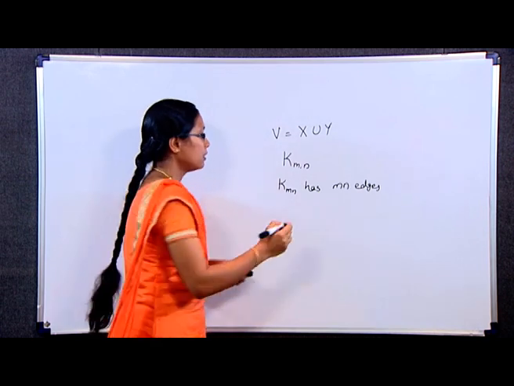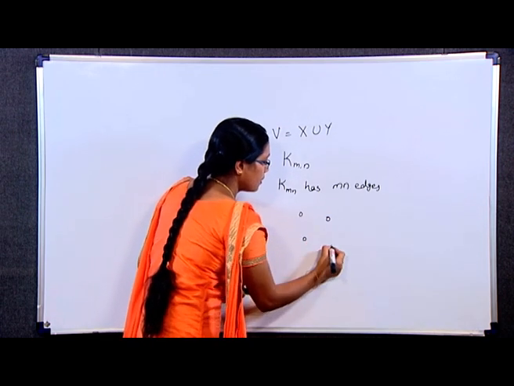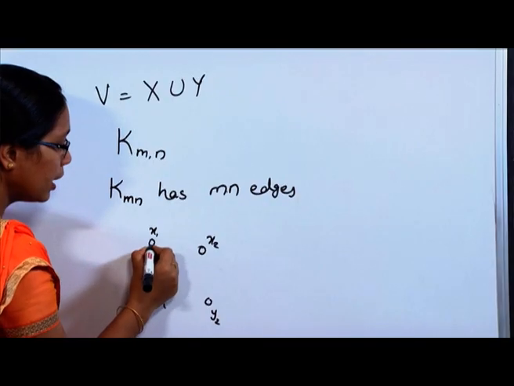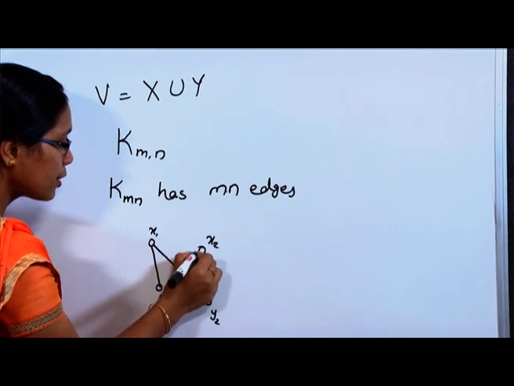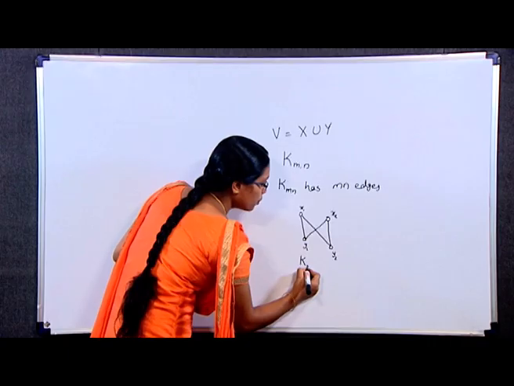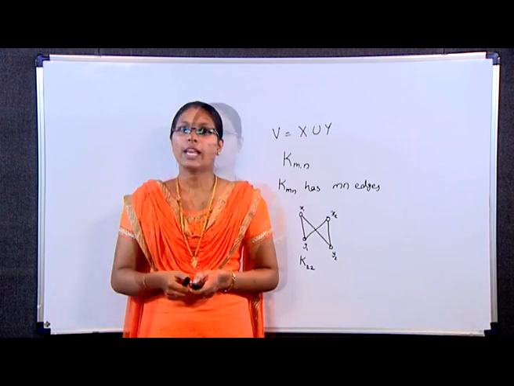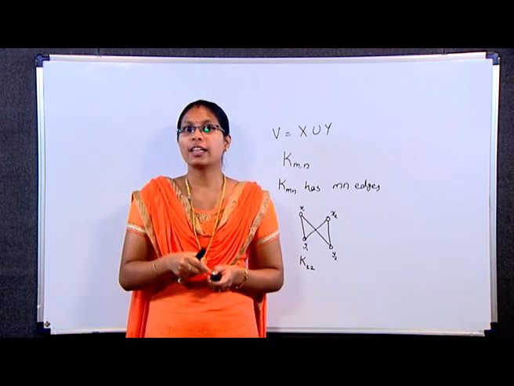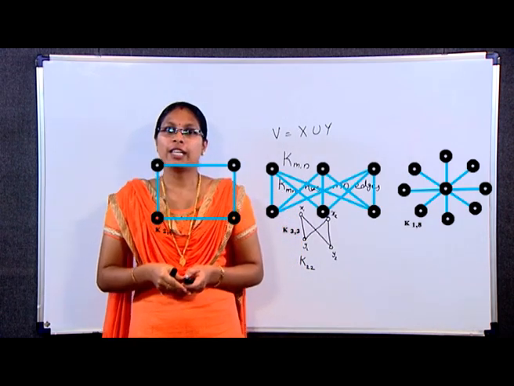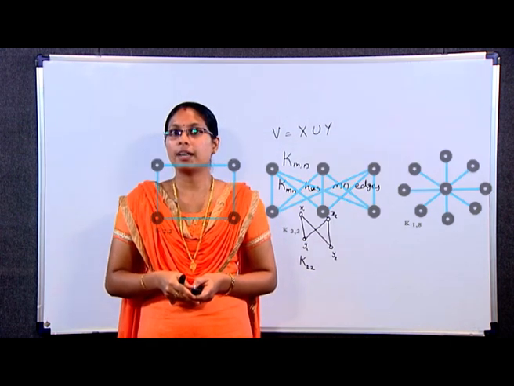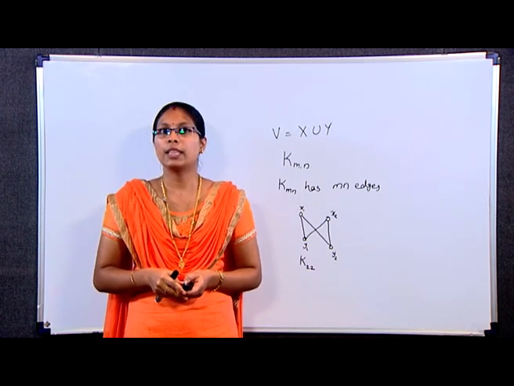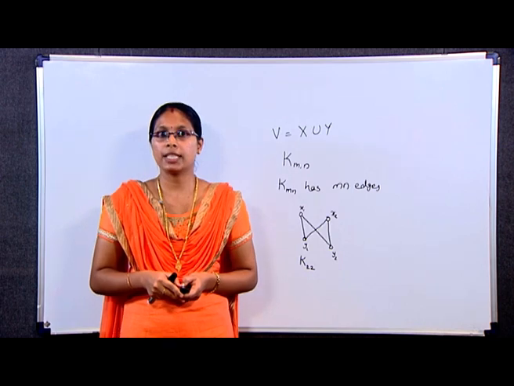For example, x1, x2, y1, y2: x1 is adjacent to each of the y's and x2 is adjacent to each of the y's. This is K2,2. Examples of complete bipartite graphs: K1,8, K3,3, K2,11. Clearly, complete graphs are not complete bipartite graphs, and in general complete bipartite graphs are not complete graphs either. The only complete bipartite graph which is complete is K2.